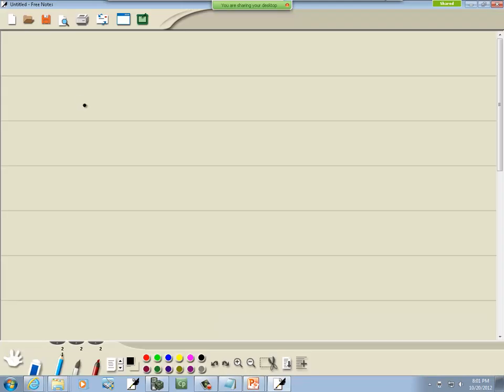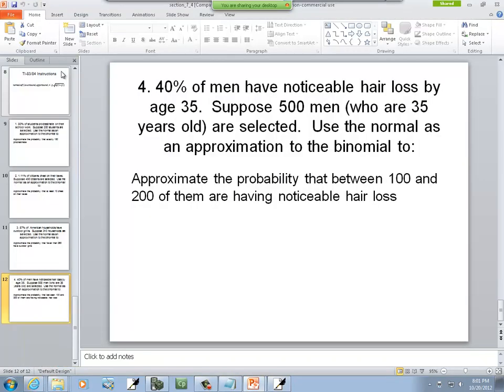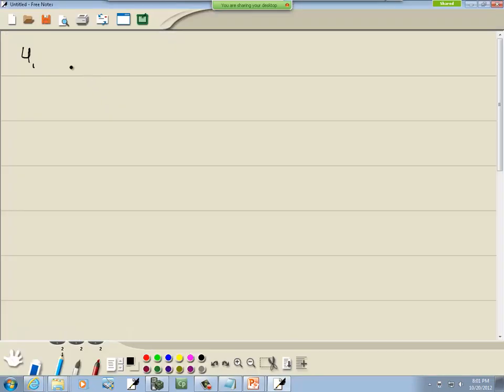Take a look at this one. 40% of men have noticeable hair loss by age 35. That was out there. I bookmarked that site. There's a lot of statistics I can use to create problems with. Okay, so P is equal to 0.40.